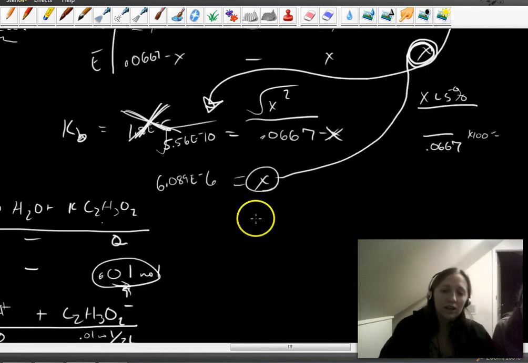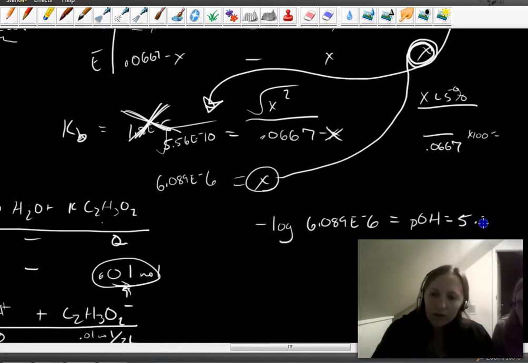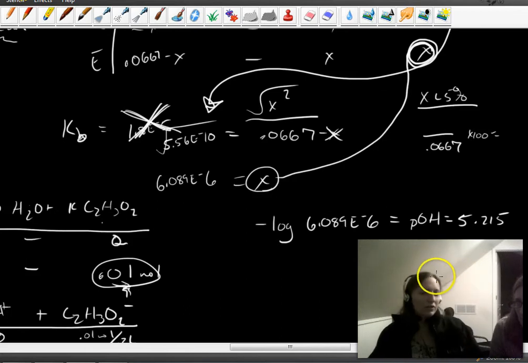So, sure, take the negative log. But what is that? That's your pOH, and that's going to be 5.215. And so how do you get your pH? Subtract it from 14. If you don't know, say 14. Yeah, 14, or 1e negative 14, is really common. 8.784 equals the pH, which if you had gotten a pH of 5, you would have gone, why is it acidic? Hopefully, and realized it's not acidic, it's basic.